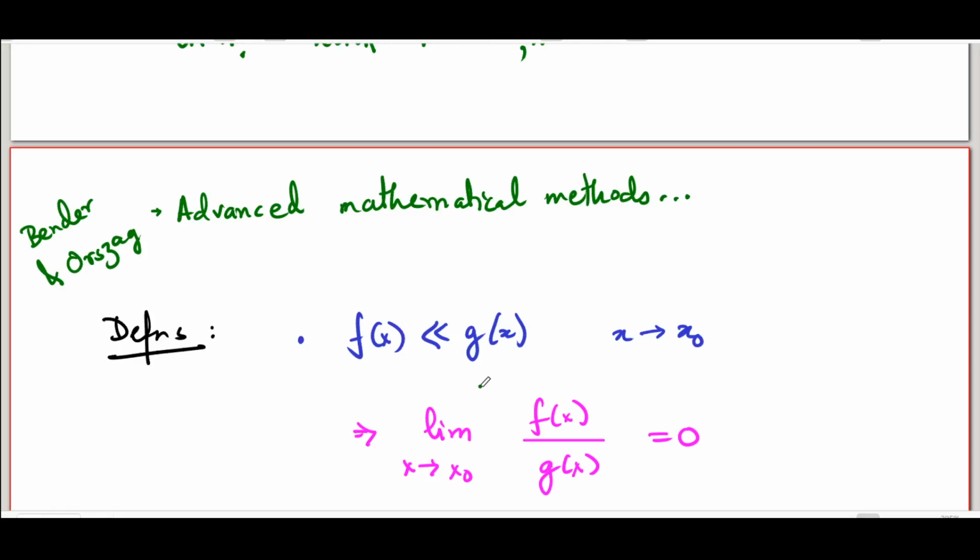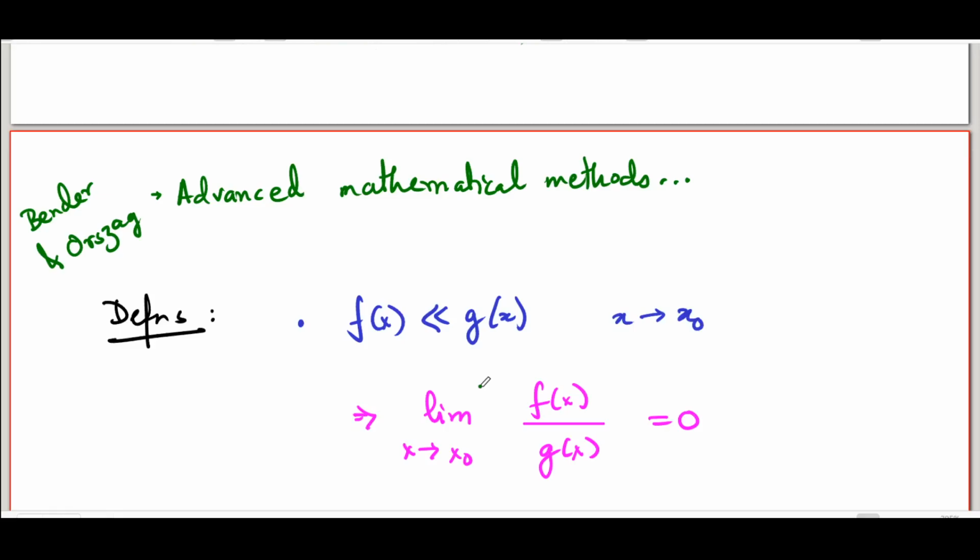On the other hand, as x goes to infinity, it's the lower power which is negligible compared to the higher power. Okay, the notion of negligibility, or this being much less than, is handy in defining the notion of asymptotics.